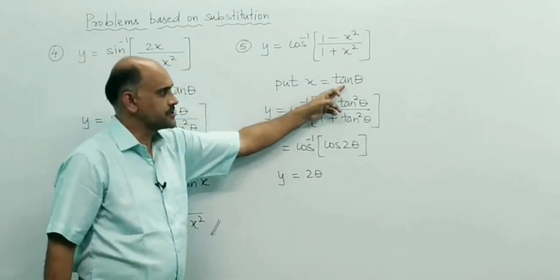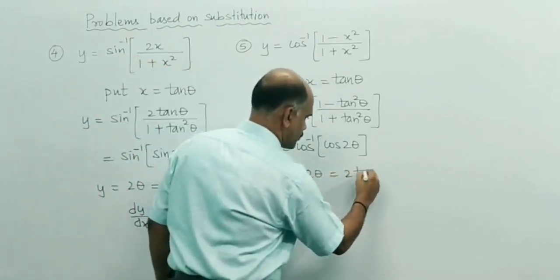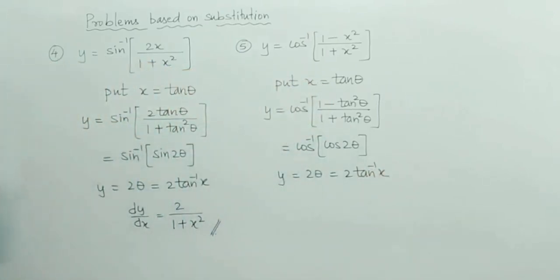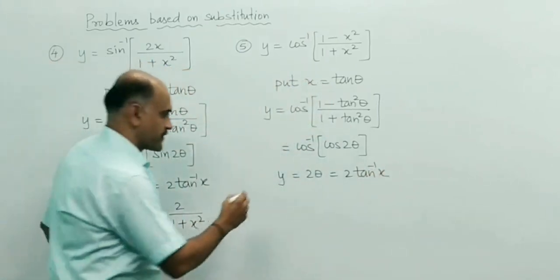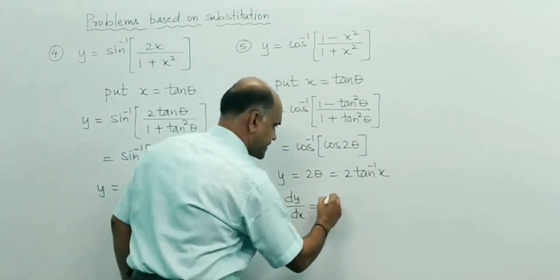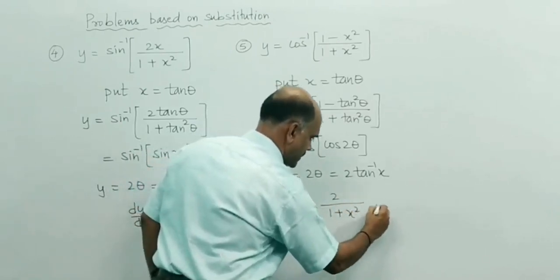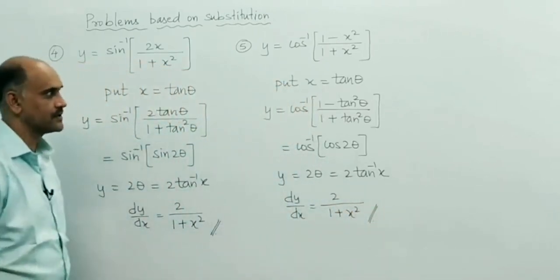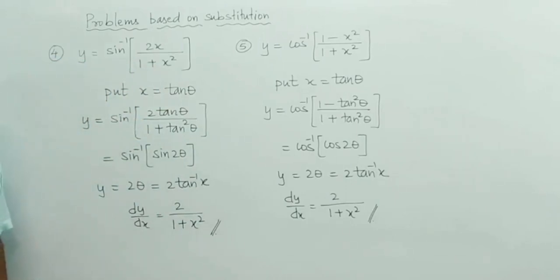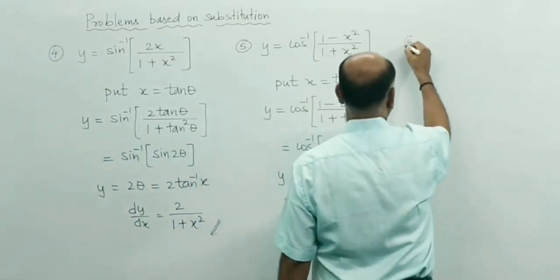Now again substitute theta. Theta is tan inverse x. So 2 tan inverse x. Now if you differentiate, you will have dy by dx is equal to 2 as it is. Tan inverse x differentiation is 1 by 1 plus x square. So the answer you will have is 2 by 1 plus x square. Clear, students?